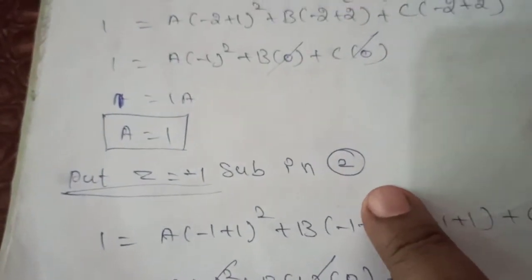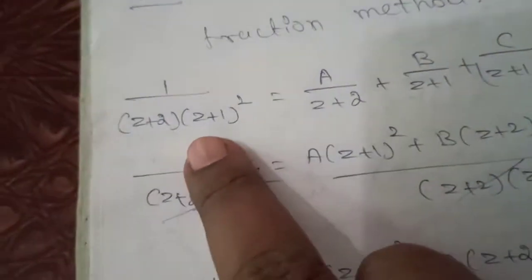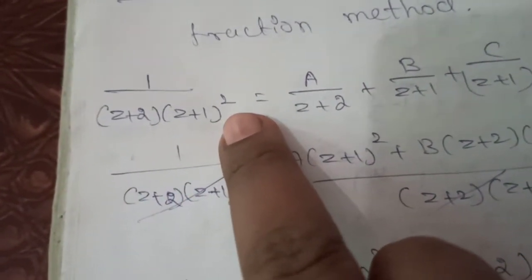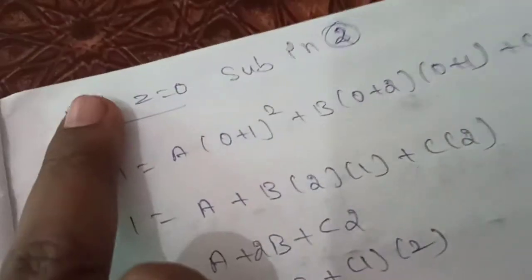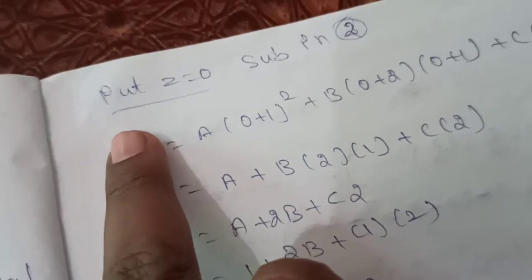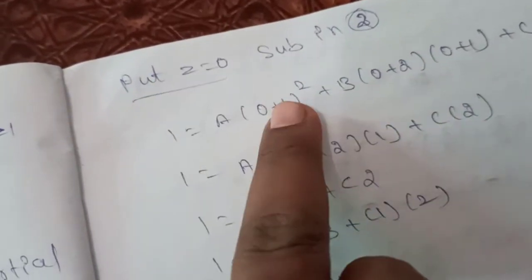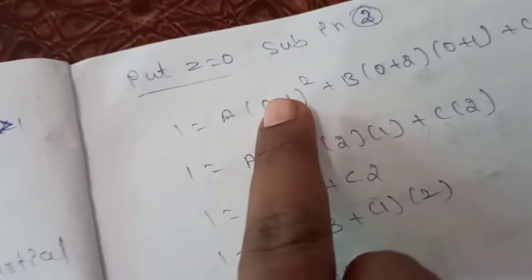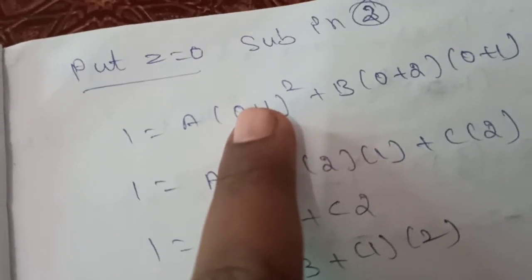We want to find the b value. If you want to find the b value, here the denominator has no other factor value, so we can put z equal to 0, or equate the coefficient of the constant. Take equation number 2, put z equal to 0 or equate the constant on both sides.